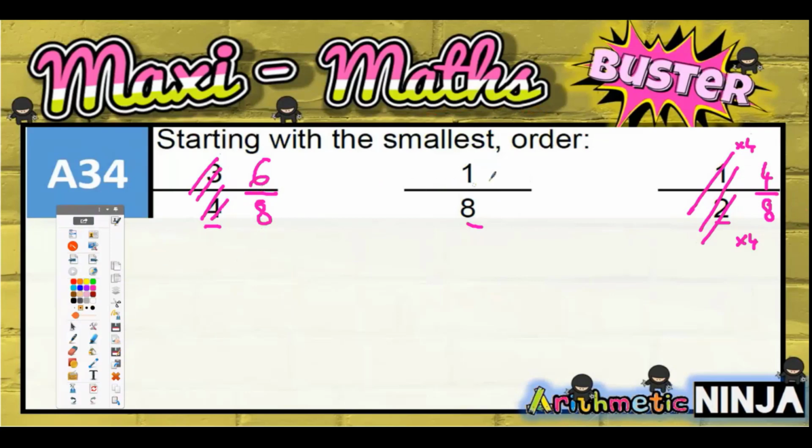So 6, 1, and 4. So the smallest is going to be this 1 here. So the smallest is going to be 1 eighth. The next smallest is going to be 4 eighths.